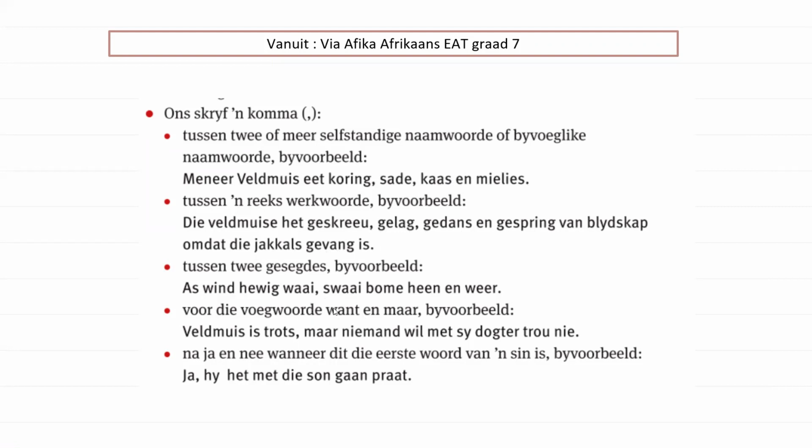Voor die voegwoorde want en maar, bijvoorbeeld Veldmeis is trots, komma, maar niemand wil met sy dogter trou nie, very important. And then also something that I didn't mention, na die woorde ja en nee, wanneer dit die eerste woord in 'n sin is. For instance, when I have a sentence that begins with the word ja or nee, then after that ja or nee should be a comma. Take a picture, very important.